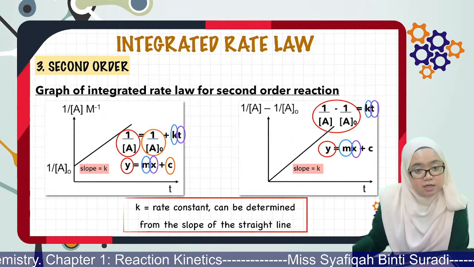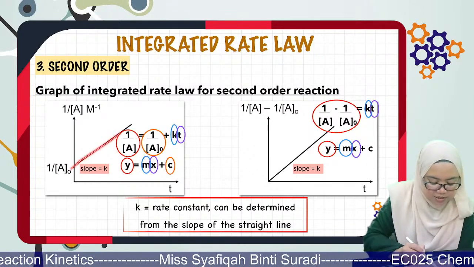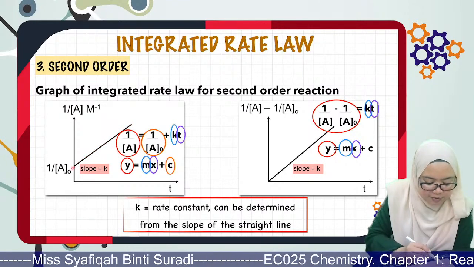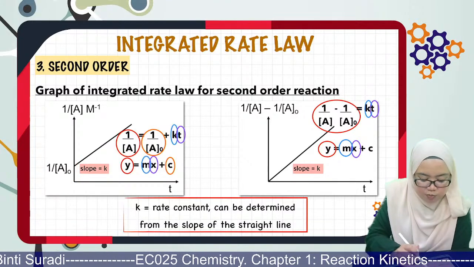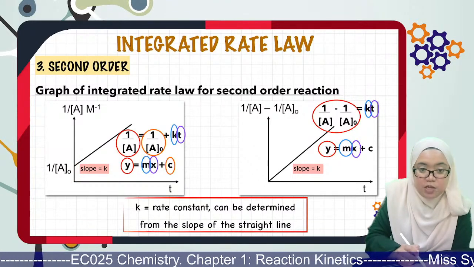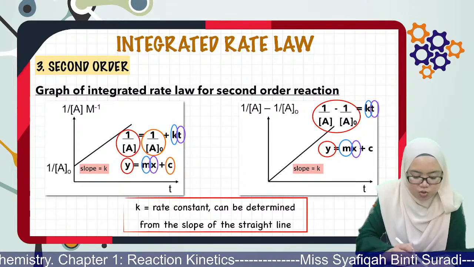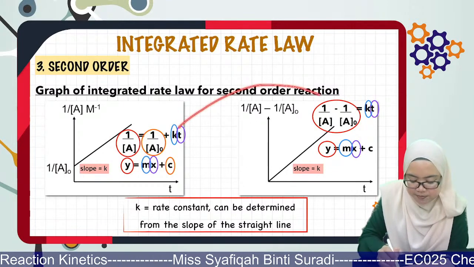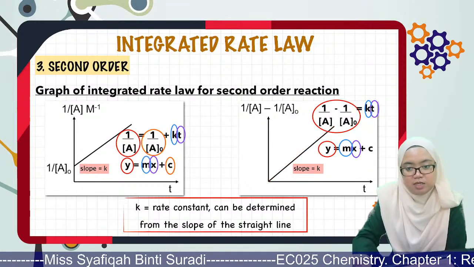So ini graf kita. So bila kita buat graf kita akan dapat graf yang increase linearly macam ni. So ini adalah kita punya Y. So kita ada Y-intercept kat sini, where the Y-intercept is 1 over A0. And then kita boleh cari kita punya value of K, which is our gradient. Okay, kalau kita susun kita punya equation jadi macam ni, kita akan dapat graf yang passing through origin macam ni, yang directly proportional macam ni.